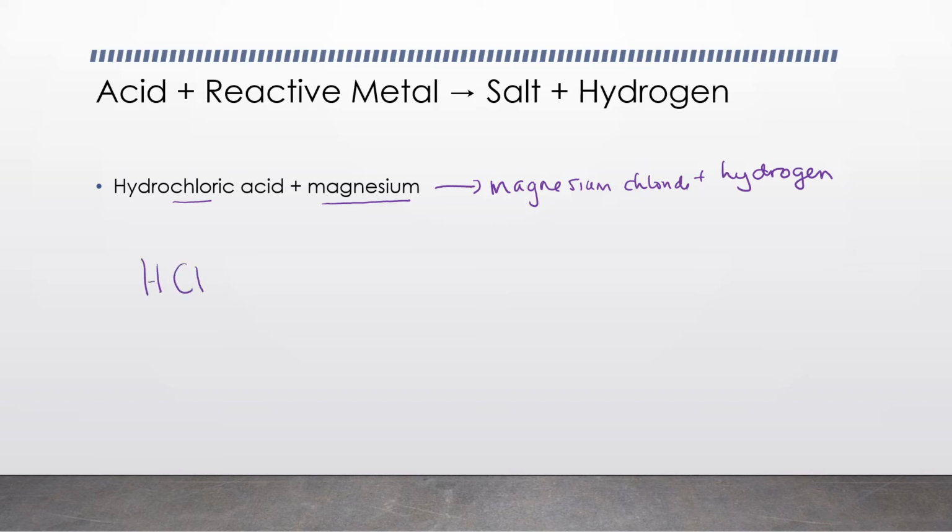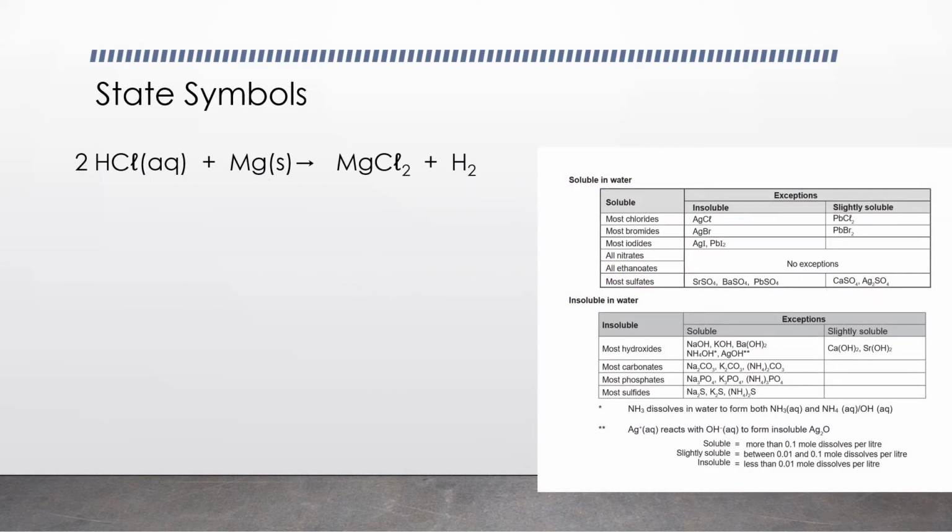Hydrochloric acid, and it's an acid, so it'll be aqueous, plus magnesium. All metals apart from mercury are solids. This will give us magnesium chloride. You have to use your valence to be able to write the correct formula, plus hydrogen gas. You need to be able to work out the state symbols for magnesium chloride. So looking here, all chlorides are soluble in water, so it must be aqueous, and hydrogen gas is a gas.